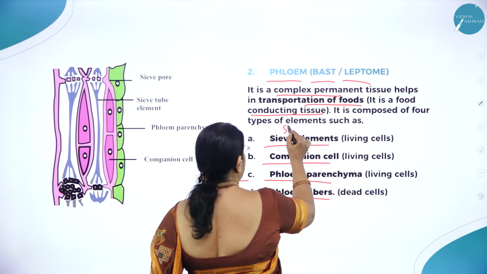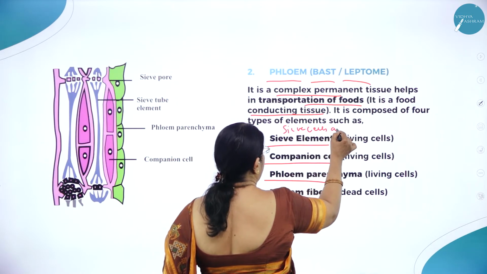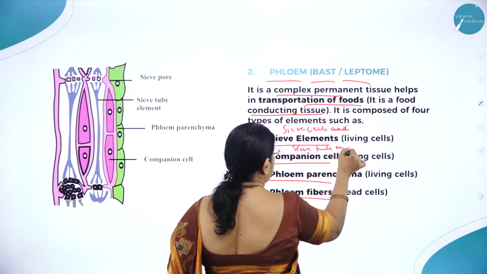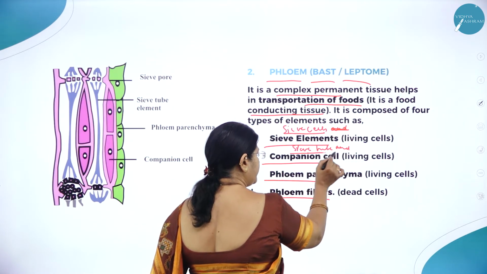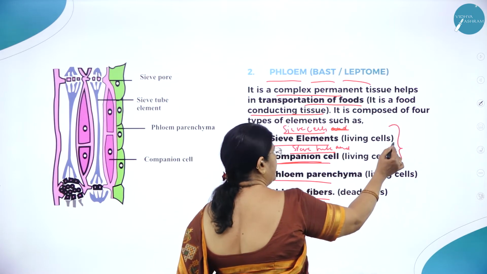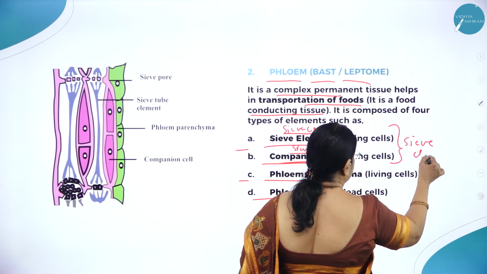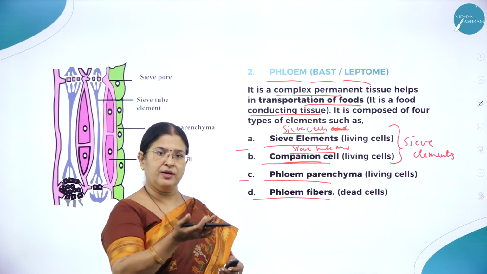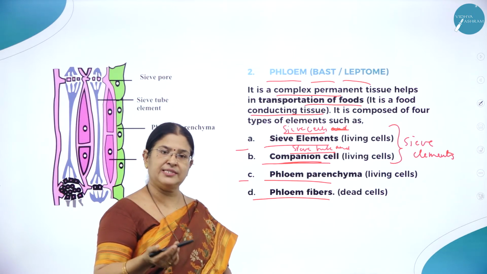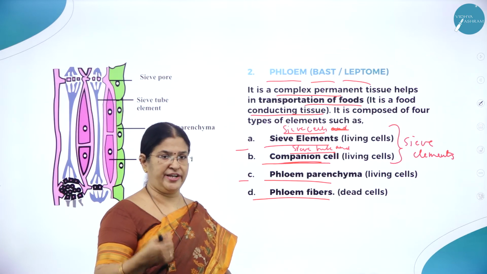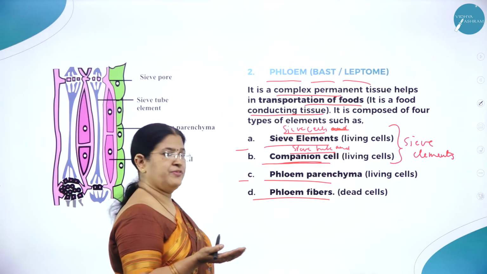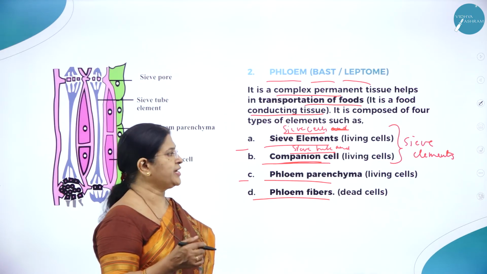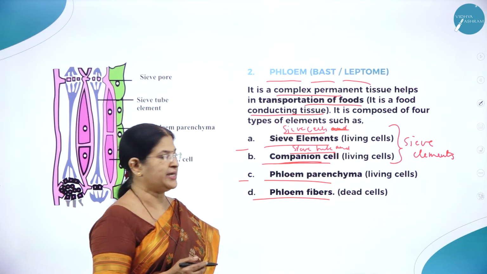Sieve elements comprise sieve cells and sieve tubes. Sieve tube and companion cell. So sieve cells, sieve tube and companion cells, these together are called sieve elements. Sieve means what? That which we use for filtering, right? Like for example, we filter coffee, tea. So that is called a sieve, right? Which is porous. So here, sieve cells, sieve tubes and companion cell put together, they are called sieve elements. They are also called conducting elements.